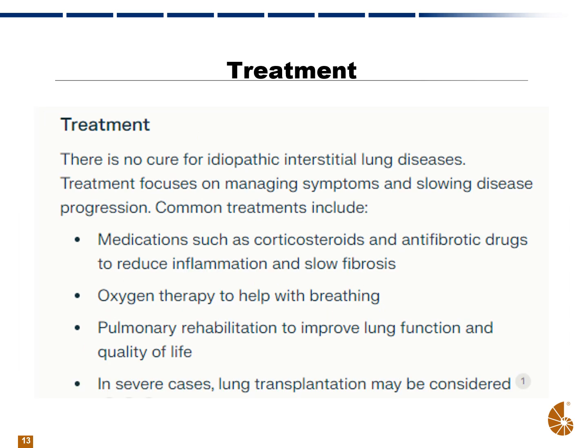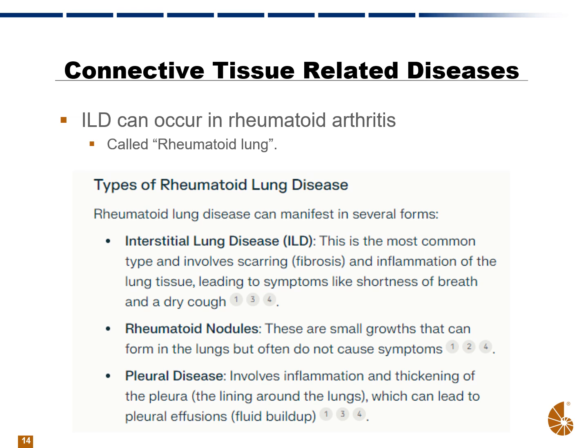So what's the treatment? There's no cure for idiopathic interstitial lung diseases. Treatment focuses on managing symptoms and slowing the disease progression. Medications like corticosteroids or antifibrotic drugs may help reduce the inflammation and slow fibrosis. Oxygen may be given to help with breathing. Pulmonary rehabilitation can improve lung function and quality of life, and in severe cases, even lung transplantation may be considered.